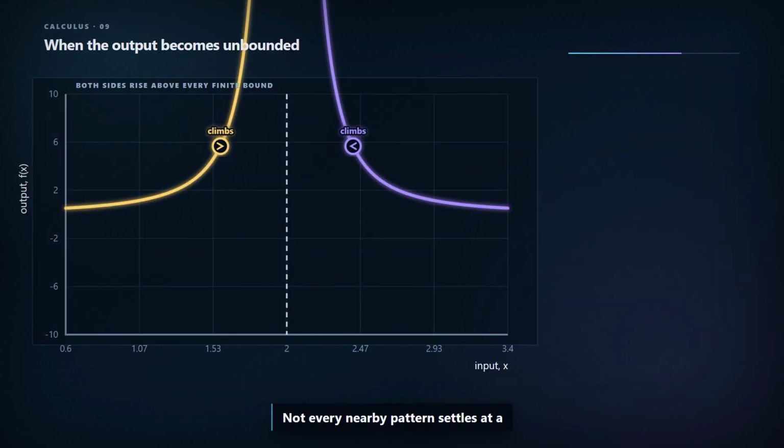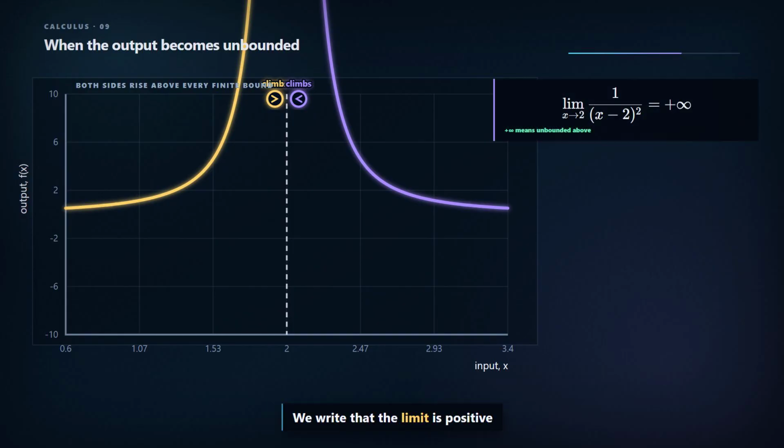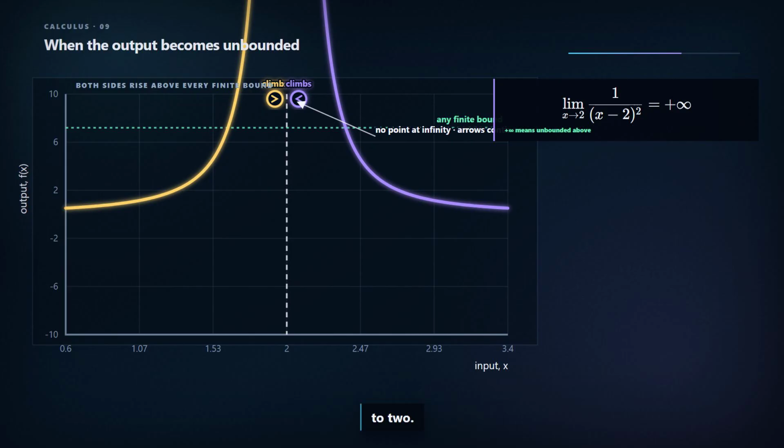Not every nearby pattern settles at a finite height. For 1 over (x minus 2) squared, both probes climb without bound as x approaches 2. We write that the limit is positive infinity. This notation does not mean the graph reaches a point called infinity. It means that for every finite height we choose, the graph eventually rises above it when x is close enough to 2.